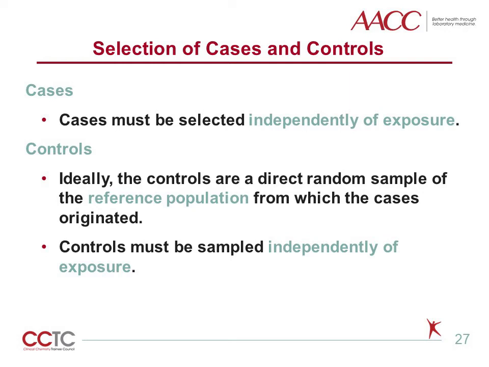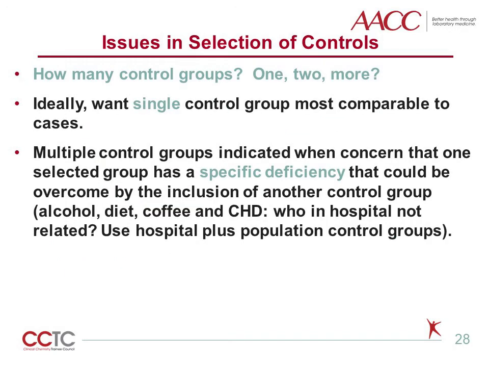So, bottom line, the cases must be selected independently of the exposure, and the controls are a direct random sample, ideally, of the reference population from which the cases originated. But just like the cases, they must be sampled independently of the exposure. So how many control groups do you get? 1, 2, more? Ideally, you just want a single control group that is most comparable to the cases.